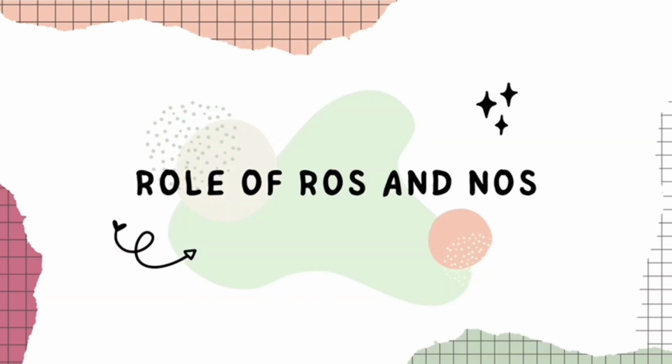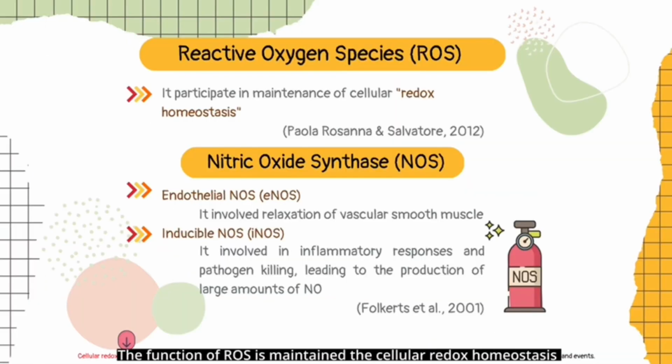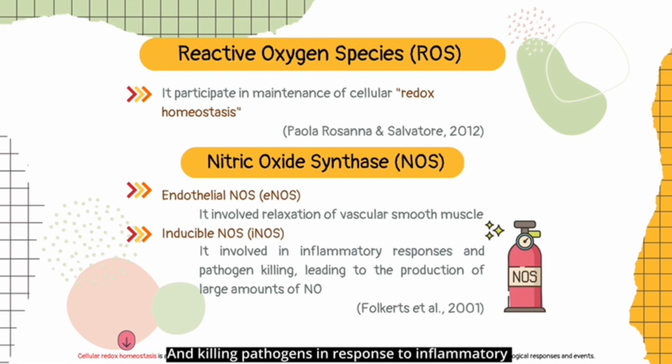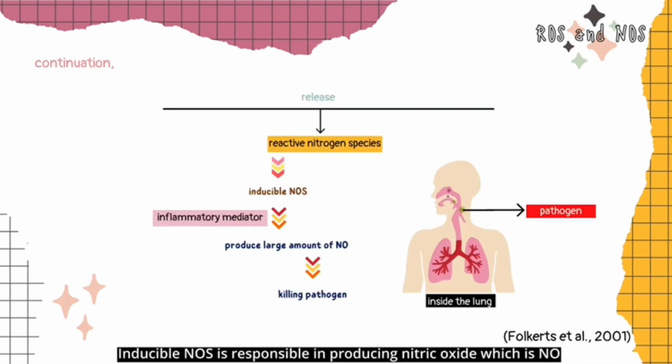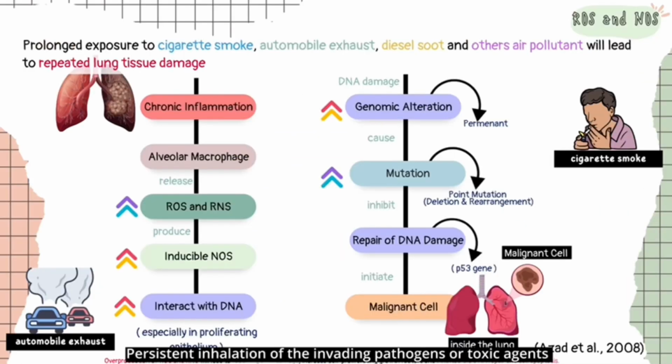Role of reactive oxygen species and nitric oxide synthase. The function of ROS is to maintain cellular redox homeostasis, while NOS are involved in relaxation of vascular smooth muscle and killing pathogens in response to inflammation. This part shows the normal physiology of the human immune system in response to lung tissue damage. Inducible NOS is responsible for producing nitric oxide, which is NO, that will kill the pathogens invading the lung tissue. Persistent inhalation of invading pathogens or toxic agents may result in overwhelming production of ROS and RNS, and finally will initiate the growth of malignant cells.